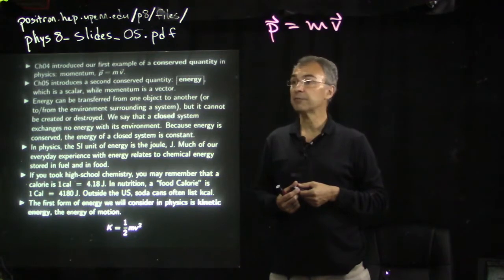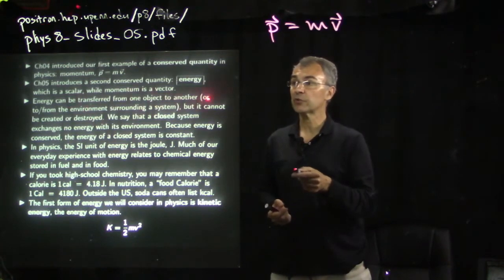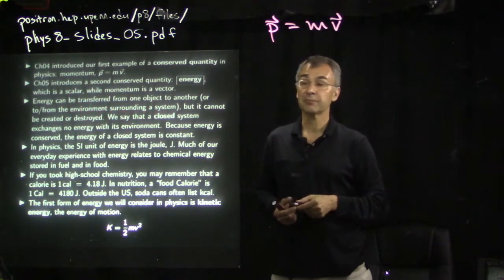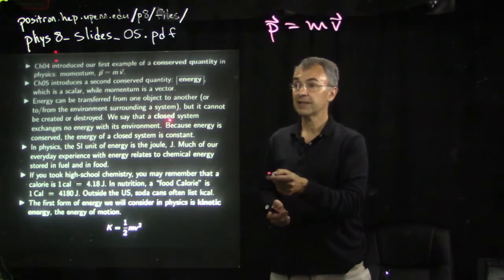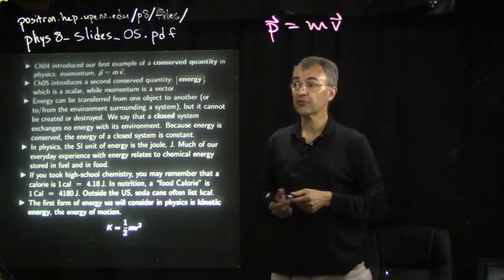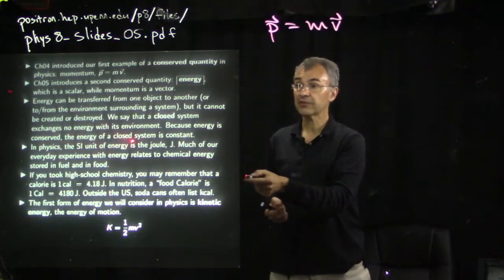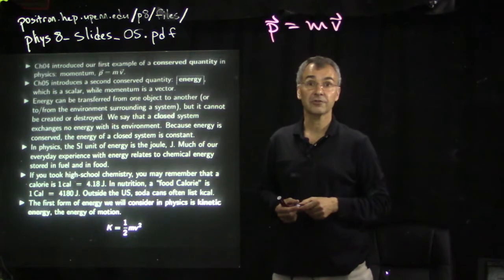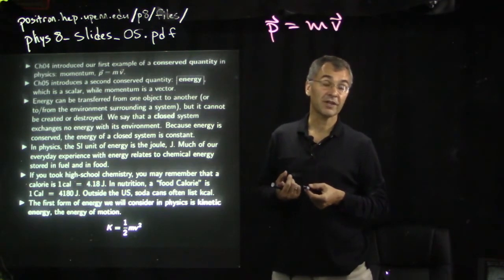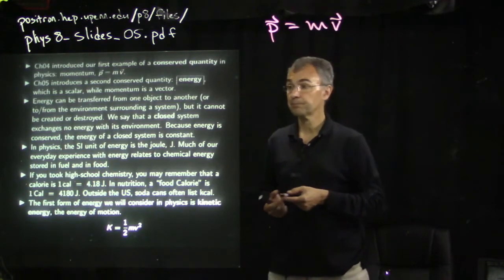So energy can be transferred from one object to another, or it can be transferred to or from the environment that surrounds a system, but it cannot be created or destroyed. And again, we say that a closed system exchanges no energy with its environment. And then because energy is a conserved quantity, the energy of a closed system is constant. Similarly, we said that because momentum is a conserved quantity, the momentum of an isolated system is constant.